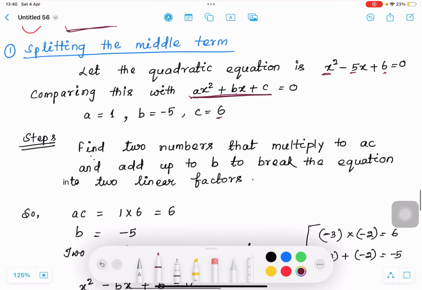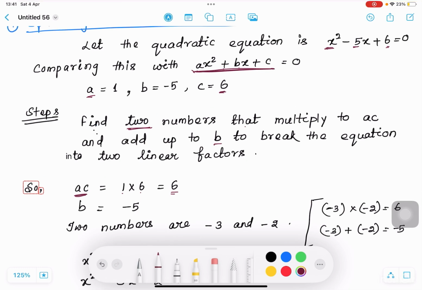So what are the steps to find the middle term? Find two numbers that multiply to ac. Those two numbers, if we multiply, give the value of ac. Here a is 1, c is 6, so ac = 1 × 6 = 6. And those two numbers, if we add them, give b. Here b is -5. So we have to think of two numbers whose sum is -5 and whose product is 6.